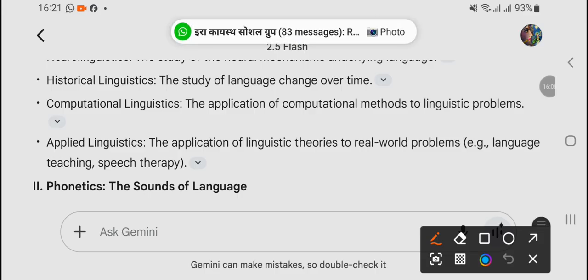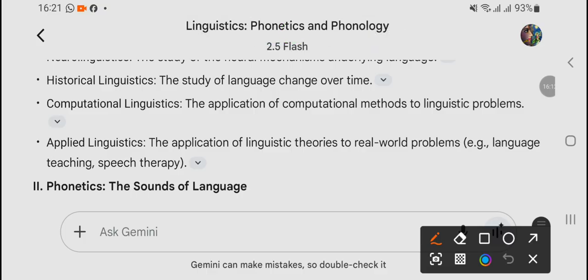I am speaking in a different way, and maybe my next generation, you people, speak in a different way, with different words and tone and everything. Because languages are never fixed, they keep on changing. So that is historical linguistics, the study of change over a period of time.